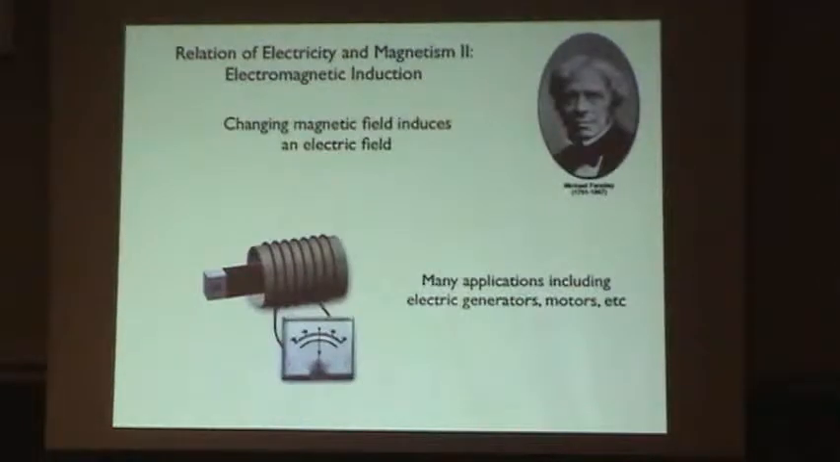So the second point is that a changing magnetic field can induce an electric field. If I take a coil of wire and a magnet, and I move the magnet back and forth from the coil, I'll generate a current. So if I move this back and forth, this ammeter will show a current. And this is how electric generators, motors, and things like that work. So moving electric fields generate magnetic fields. Moving magnets generate electric fields. So they cannot be different phenomena, they have to be one and the same.